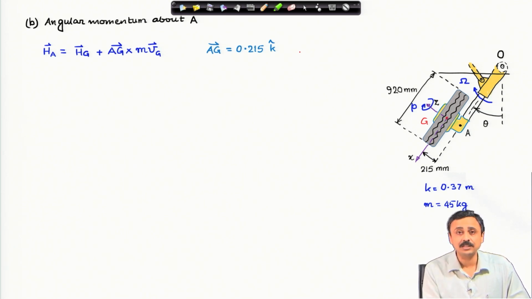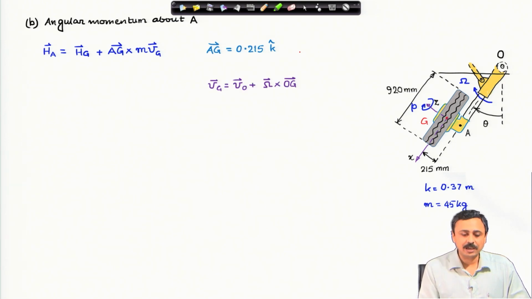The vector A g is known completely. We have therefore the angular momentum about the center of mass, which is already calculated in the previous step. We have to just add to it the contribution to the angular momentum because of the linear momentum of the center of mass, that is, the moment of linear momentum of the center of mass about A. That is the additional term, and this we have discussed.